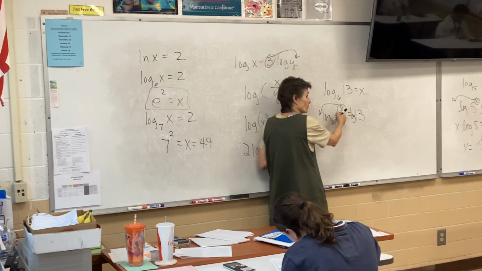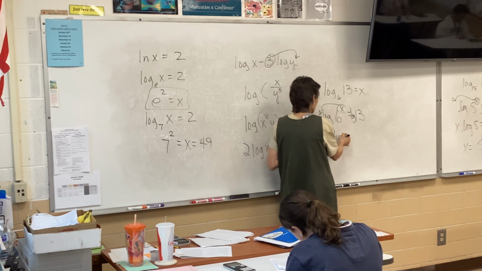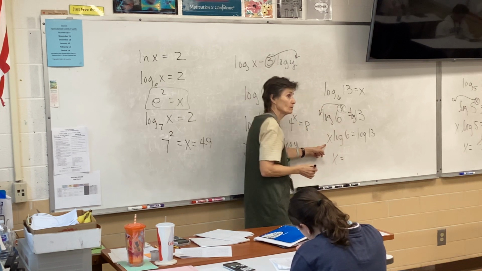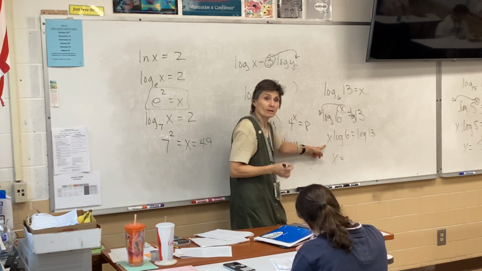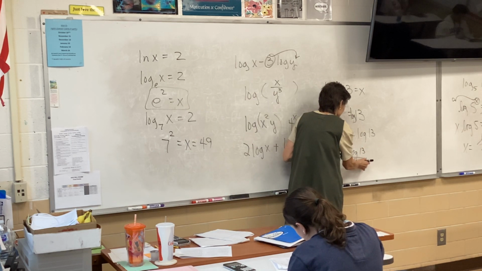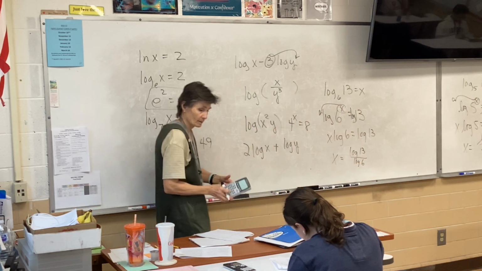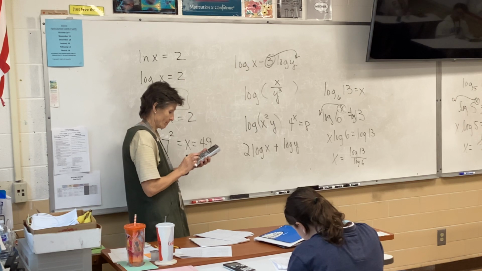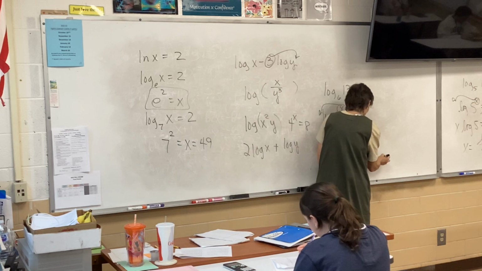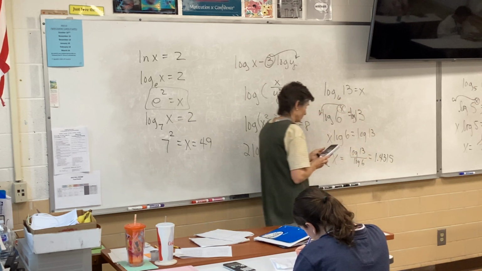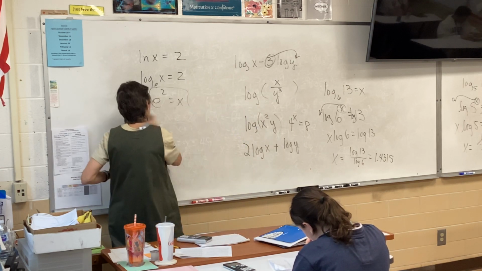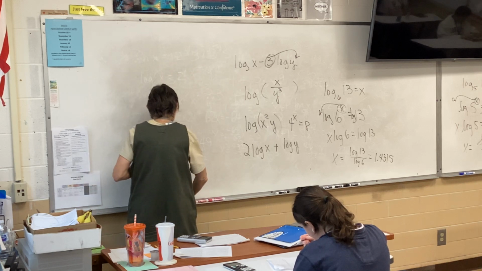So, x, it's an exponent. Exponents come out in front. So it's x log 6 equals log 13. Can I get x by itself? That's my goal. Sure I can. Divide by log 6, so log 13 over log 6. Did you get 1.4315? Yep. Wow, not hard at all. Let's look at the next one.